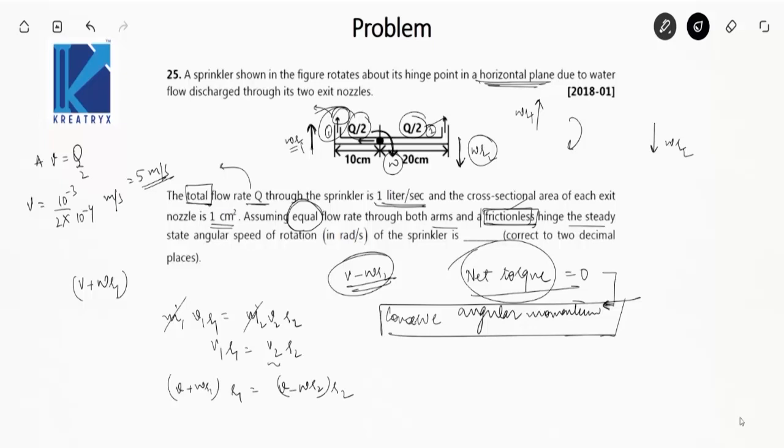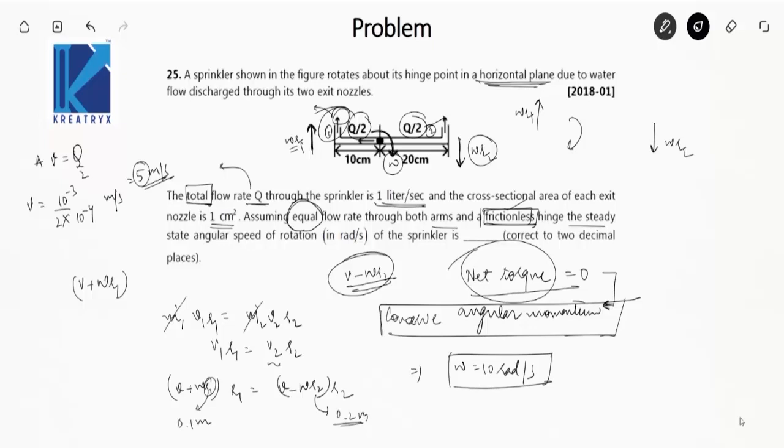Okay, solve this, you will get omega as 10 radian per second. Take care of the units. Okay, take care of the units because V is in meter per second, so you have to put R1 in meters only. Okay, R1 will be 0.1 meter whereas R2 will be 0.2 meters.